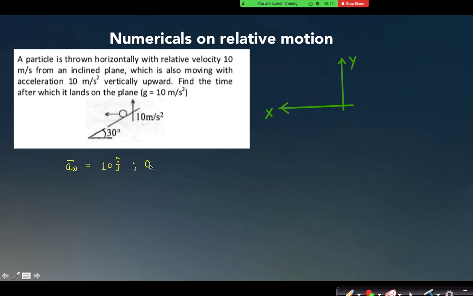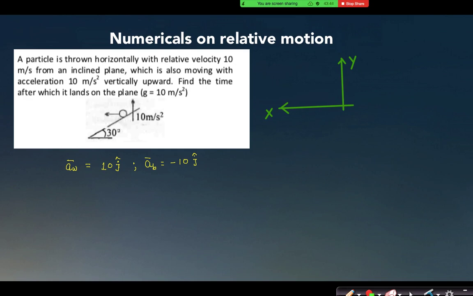Can you tell me what is the acceleration of the ball after it is projected? It is minus 10 J, minus 10 g. Remember that once you project something from any platform or any wedge, if there is no contact between them, then the platform will have no impact on it. Only gravitational force will act on it, right?